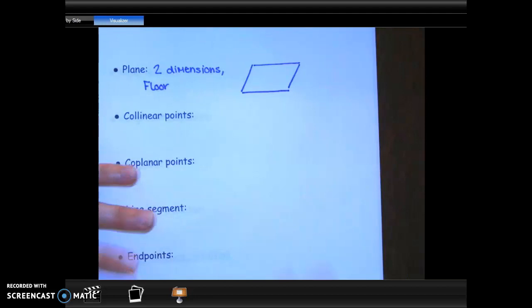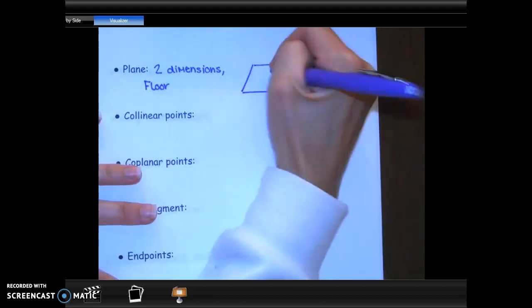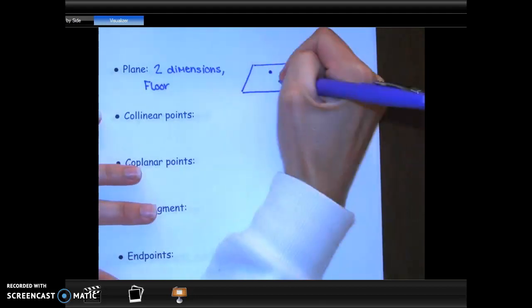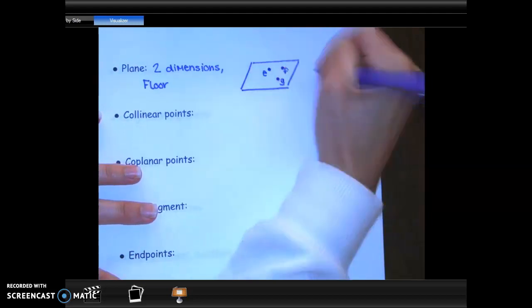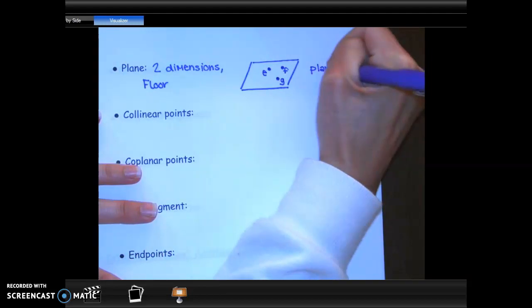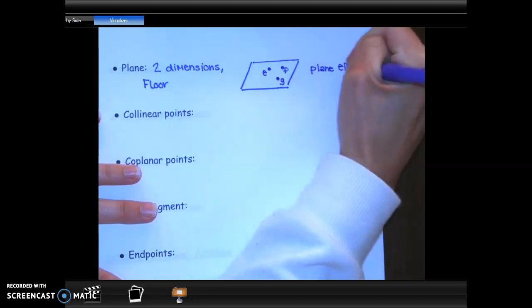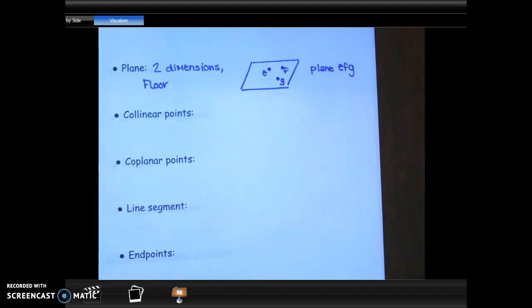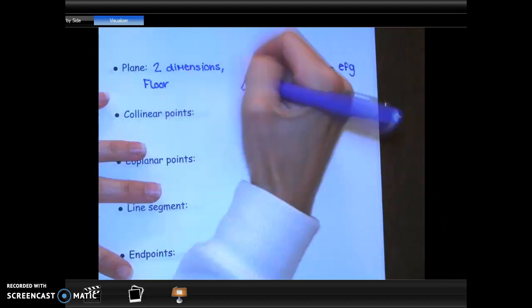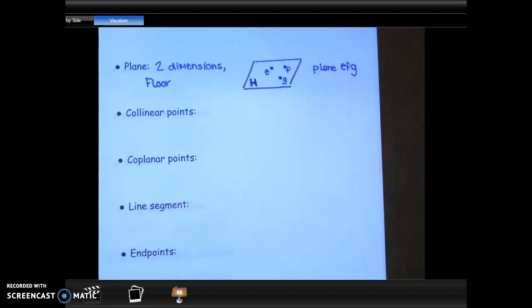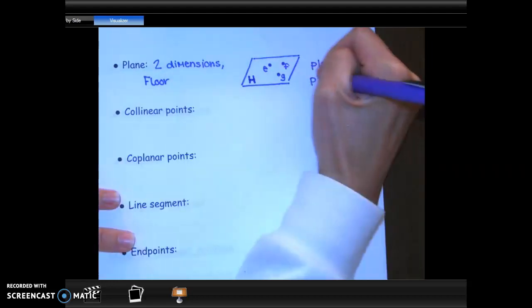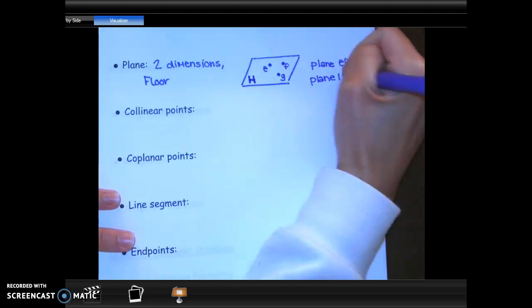Okay. Now when you name a plane, you're looking for 3 points anywhere on the plane. So we have E, F, and G. So we could say, okay, this is plane EFG. Or FGE, or any order in which you want to do that. Another way to name it is sometimes they'll have bold capital letters. That's another way that you can name this plane. So you could say this is plane H.